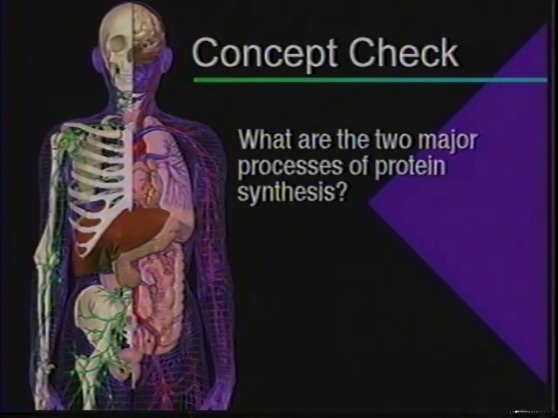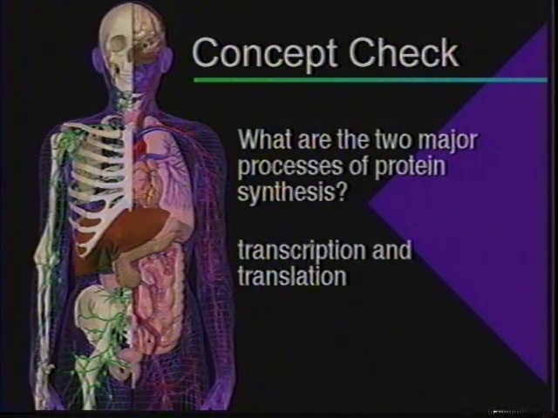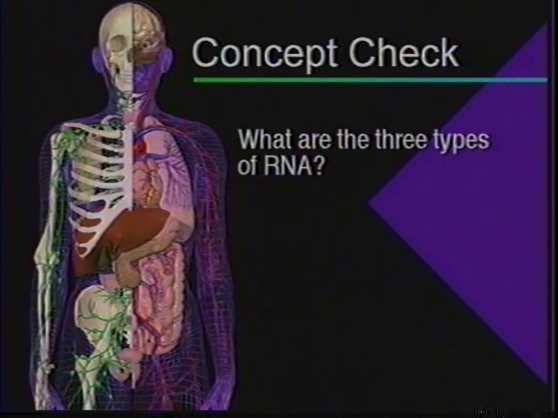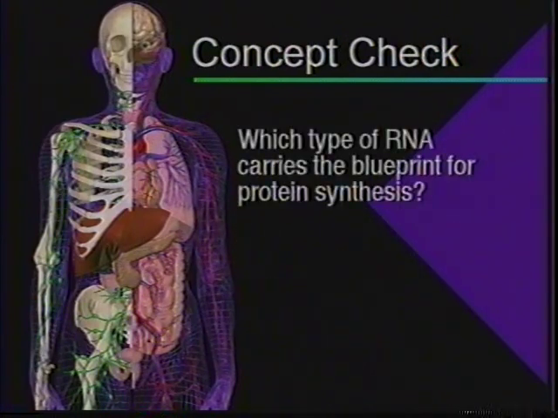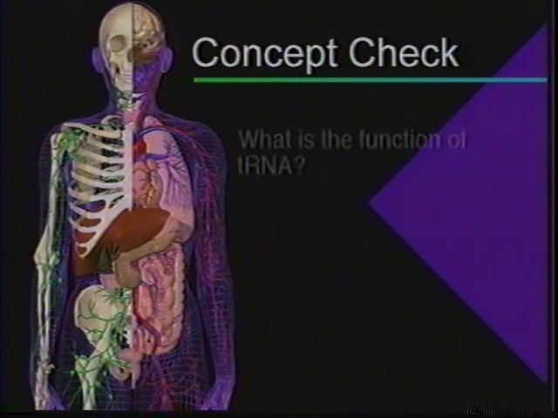Take a few moments now to answer 4 concept check questions. What are the 2 major processes of protein synthesis? What are the 3 types of RNA? Which type of RNA carries the blueprint for protein synthesis? What is the function of tRNA?